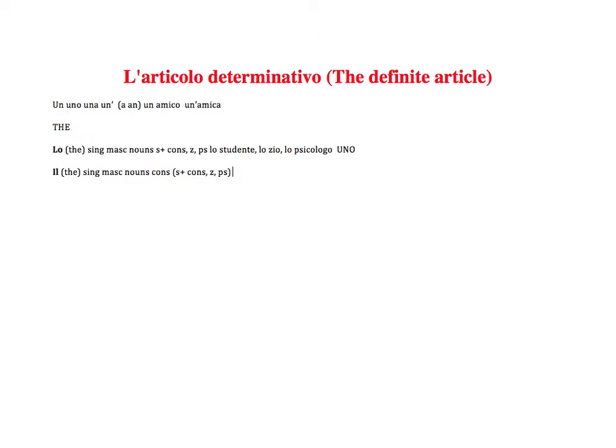So for example, if you want to say the dog, in Italian dog is cane, you have to write il cane. If you want to say the computer, in Italian computer is computer, so it's masculine, singular, you write il computer. Okay, now let's see the last article for singular and masculine nouns.